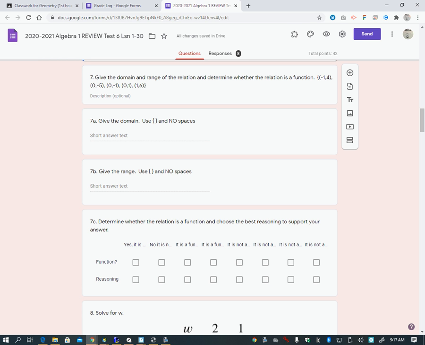Give the domain and range of the relation. Determine whether the relation is a function. Domain is what values? Whenever I list them, how do I list them? Least to greatest. I don't need to repeat anything if it shows up more than once. What is the smallest x value? -1. Then 0. And then 1. That's all I need.